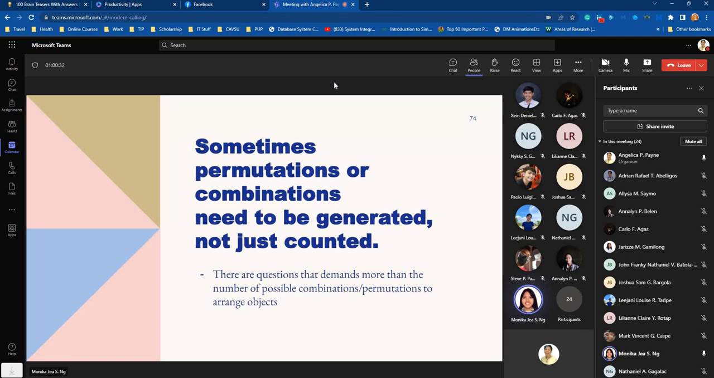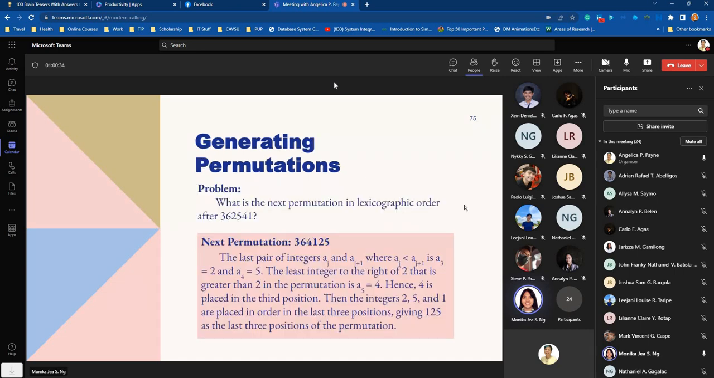So in generating permutations, we have the first problem. What is the next permutation in lexicographic order after 3, 6, 2, 5, 4, 1? Lexicographic order is like arranging numbers in a dictionary manner. For example, if you look at the dictionary, you always see that A always comes first before B, C, D, and to Z.